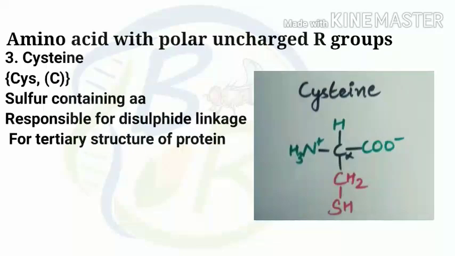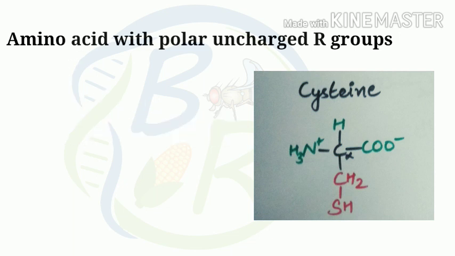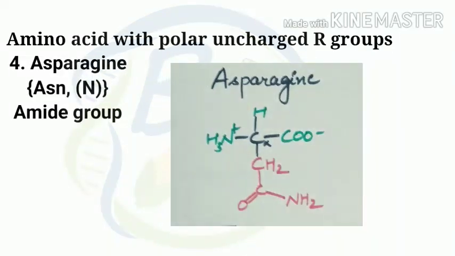Next in this category is cysteine. It is the second sulfur-containing amino acid, but in this case the sulfur is exposed, so it is responsible for disulfide bond formation, which is important to retain the tertiary structure of the protein. When we discuss the tertiary structure of the protein, you will come to know that the globular or fibrous structure of the protein is retained particularly due to different disulfide linkages between the cysteines.